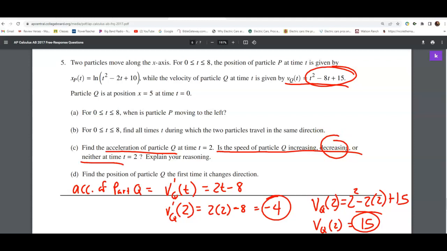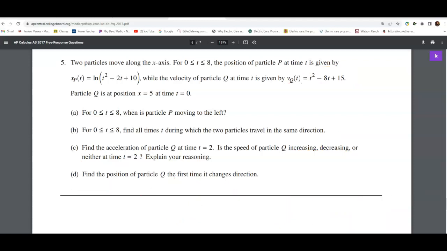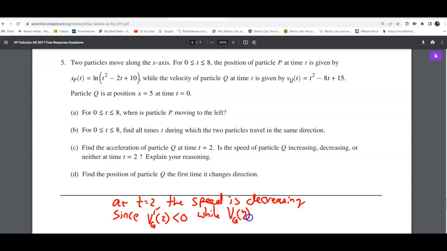Okay, so here's how I would write this answer. I would say at t equals 2, the speed is decreasing, since v prime of 2 is negative, while the velocity itself at 2 is positive. They're opposite signs. Okay, so you get 1 point for finding your acceleration. We found out that was negative 4. And you'd probably get 2 points for this answer over here, getting the correct answer as well as the explanation. Okay?